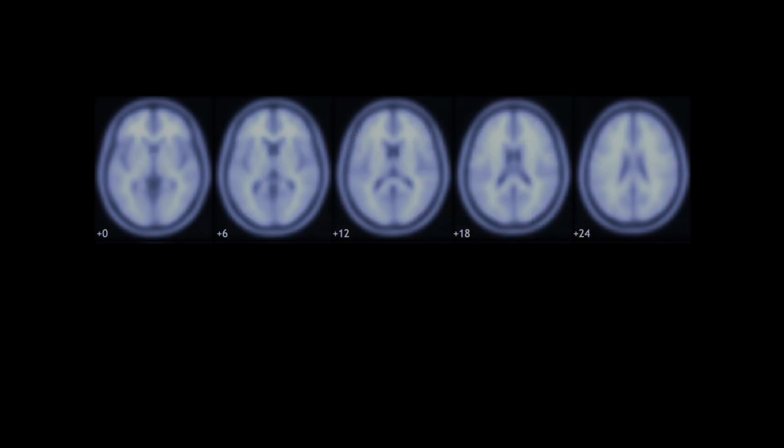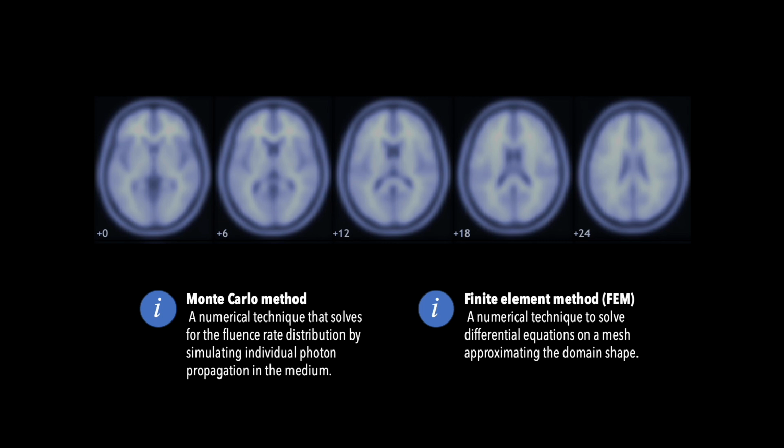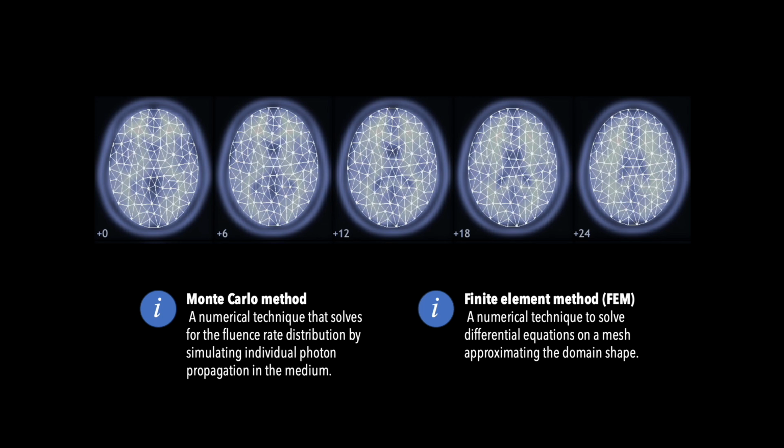Because of the complex geometry and non-uniform optical properties of the brain, skull, and scalp, the light model is solved numerically. This is a non-trivial problem. The two leading approaches are Monte Carlo modeling or finite element analysis. Either can be used with NeuroDOT, but here we focus on finite element. Monte Carlo will be covered in a separate video.